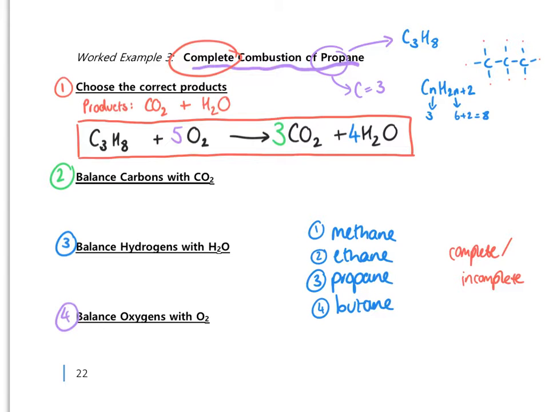So what you could do is take a spare page now and do a little bit of extra practice of that. Write the equation for the incomplete combustion of ethane, then the complete combustion of butane, then the incomplete combustion of methane. Mix it up a little bit and make sure that you get those correct. Complete and incomplete, just remember the differences in your products. Complete combustion, you get carbon dioxide and water. Incomplete combustion, you get carbon monoxide and water. So give yourself a little bit of extra practice with that process as well.